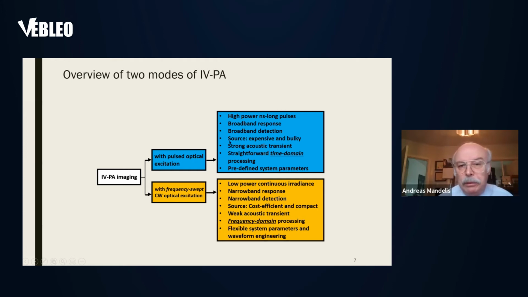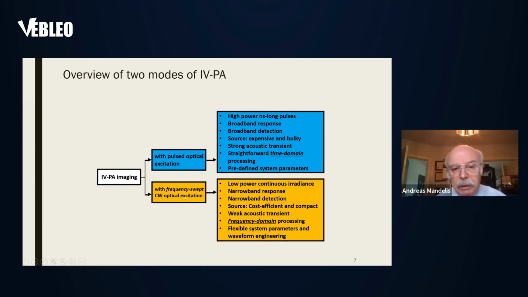However, the sources that you use are pulse lasers. They're expensive and bulky. There is a strong acoustic transient because you have a confinement of the optical signal in the medium, and you get a straightforward time domain processing. The disadvantage is that this is acting like an optical hammer, so you have no opportunity to change the parameters of the system. Whatever the laser wants to do, the laser does. So your processing is simple, but you cannot optimize a signal by adapting it to the response of the transducer and the other parameters of the system.